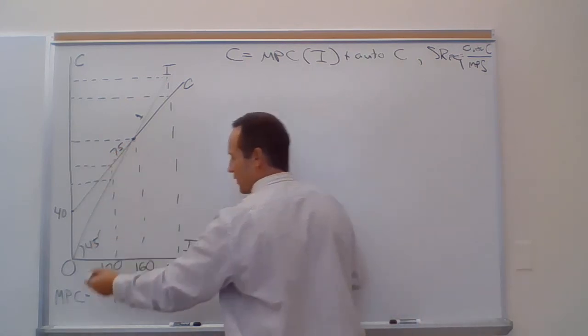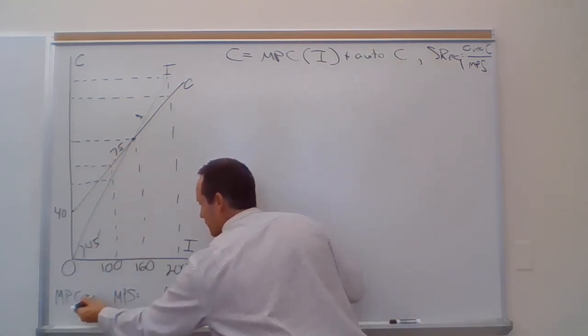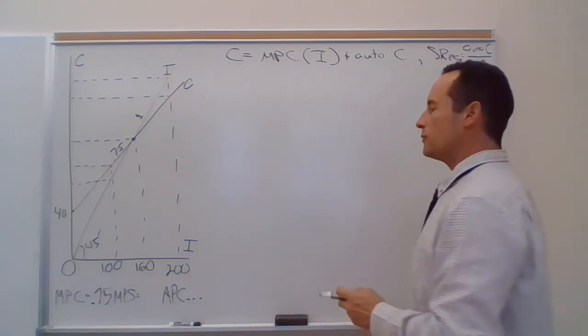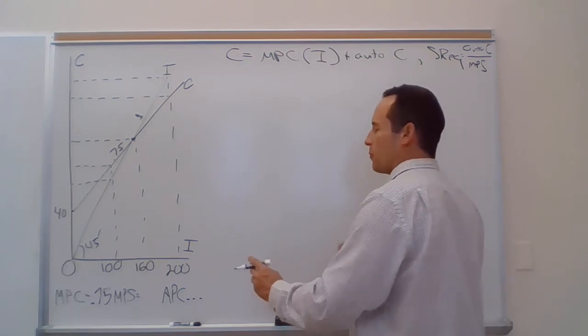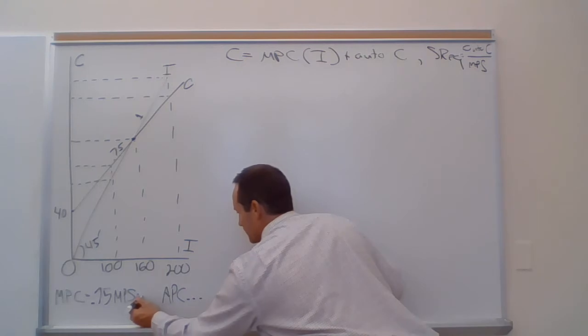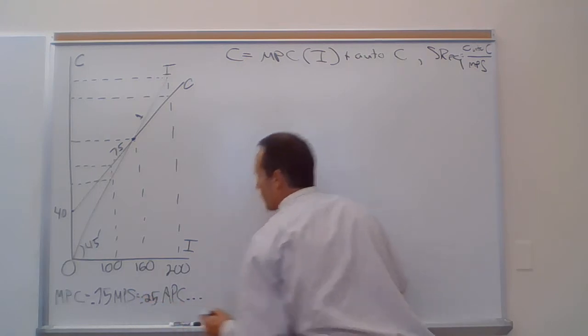MPC is 0.75. Well, let's write that down. If we consume 75% of our output, then we save 0.25 of our output.